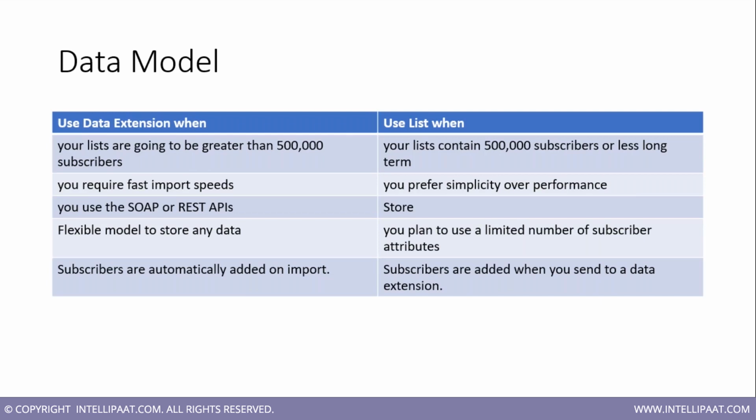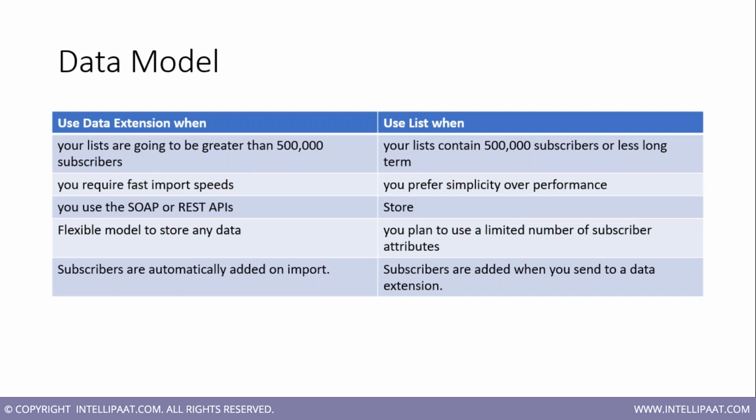These are the different parameters or variables based on which you can decide which data model to choose by the client, or what data model you should recommend when you are speaking to a customer. You can use data extensions if it is more than 500,000 subscribers. The second line item is speed: data extensions are faster. If you want to use REST APIs, data extensions can store data. You can store any kind of flexible data model.